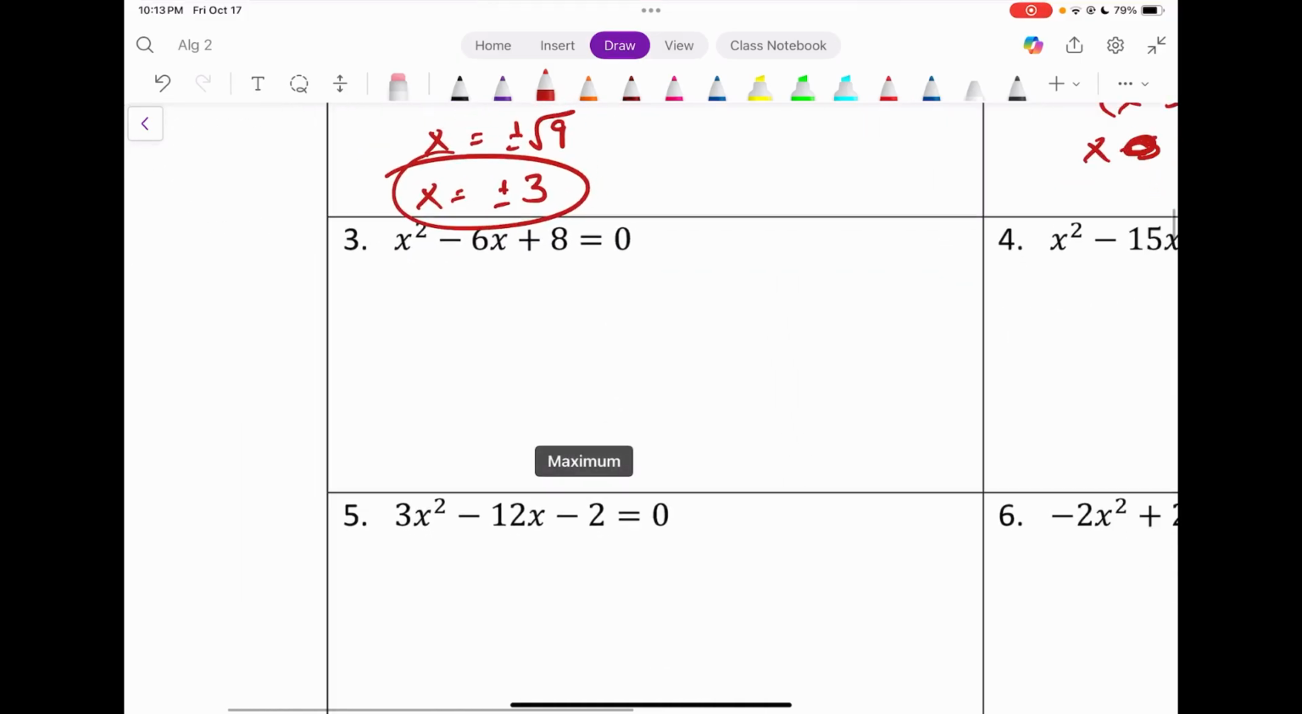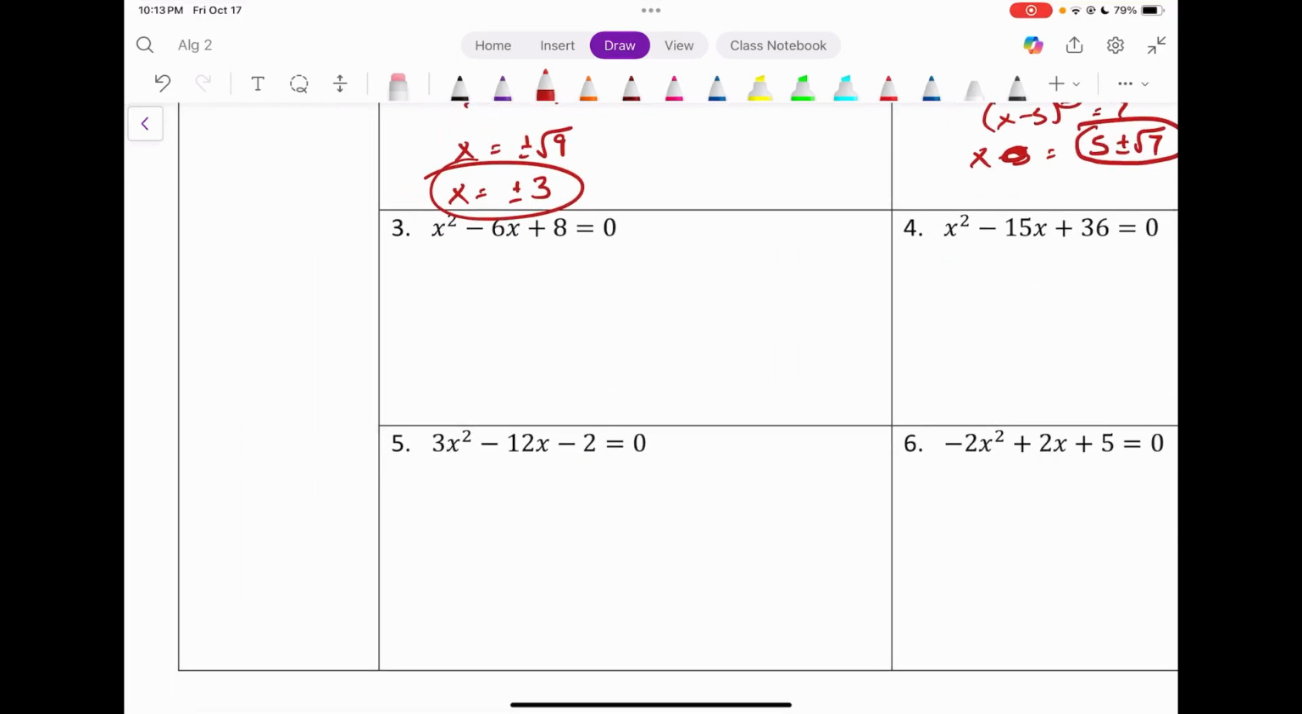Another method that we need to know to solve these quadratics is, if you remember factoring, two sets of parentheses. To factor this quadratic, we ask what adds to give you negative 6, multiplies to give you 8. That's going to be a negative 2 and a negative 4. And this is one of the whole purposes of why we factor, is so we can solve these quadratic equations.